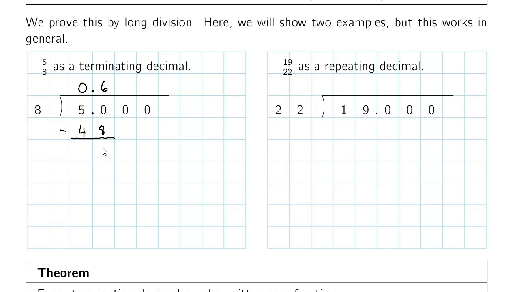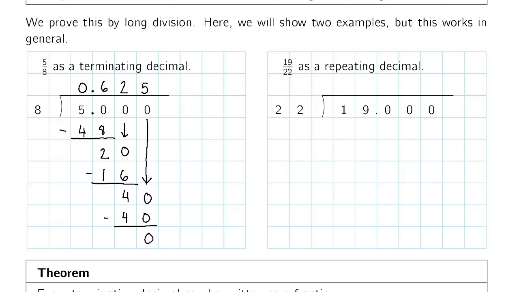We subtract: 50 minus 48 is 2. Bring down the next digit, which is 0. 8 goes into 20 twice, because 2 times 8 is 16. We subtract again. 20 minus 16 is 4. Bring down the next digit, another 0. And then 8 goes into 40 5 times, because 5 times 8 is 40. We subtract, and we have no remainder.